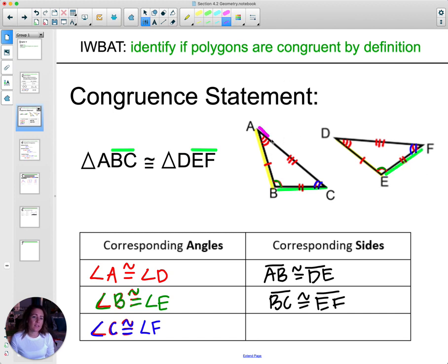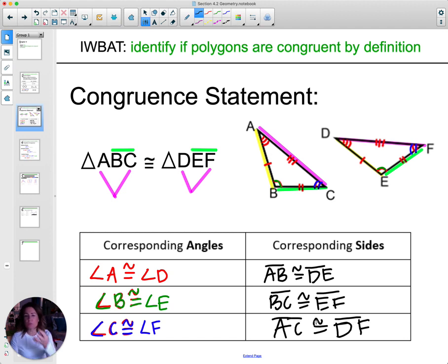So then the final side that's left is AC. So if we look here, AC is the first and last letter, so that's going to go with DF. So that means that AC is congruent to DF. Okay, so you just pull them from the same spot. So whatever spot matches in the congruent statement, that's what they're congruent to.